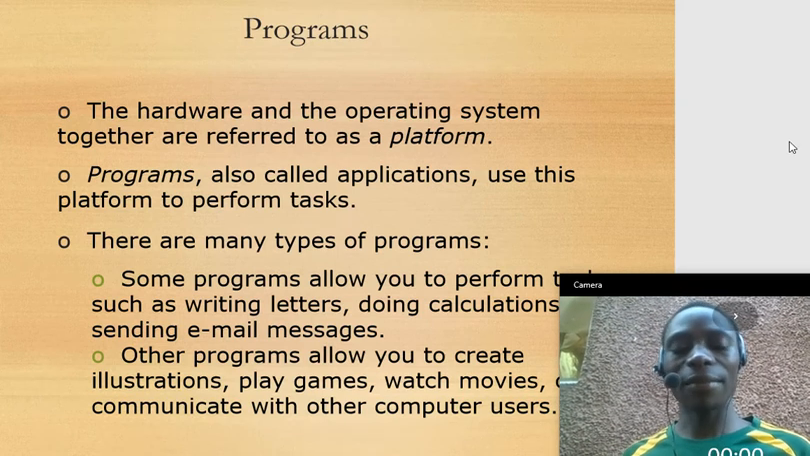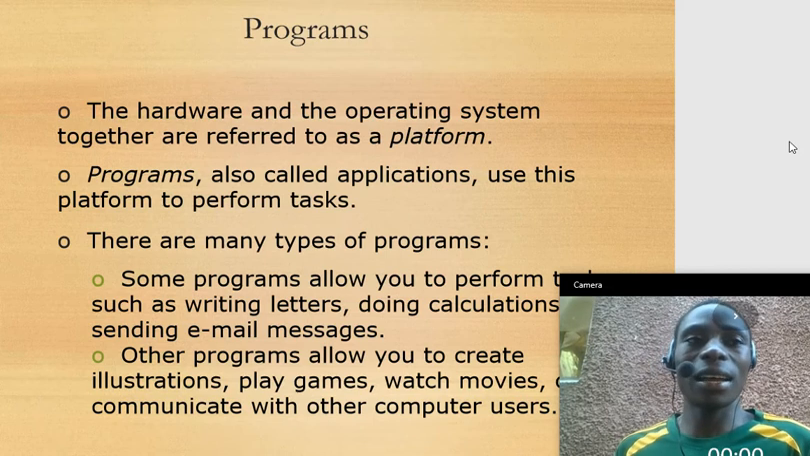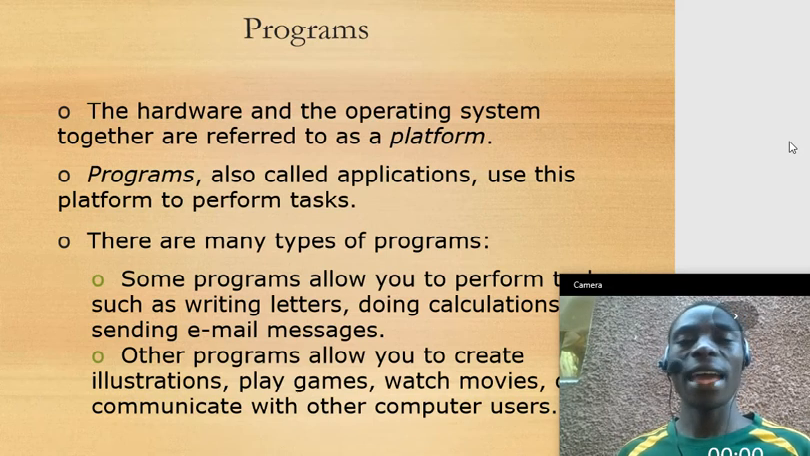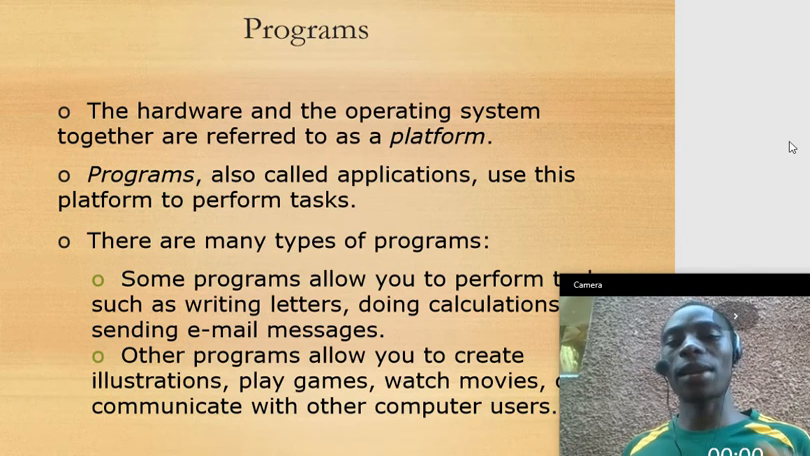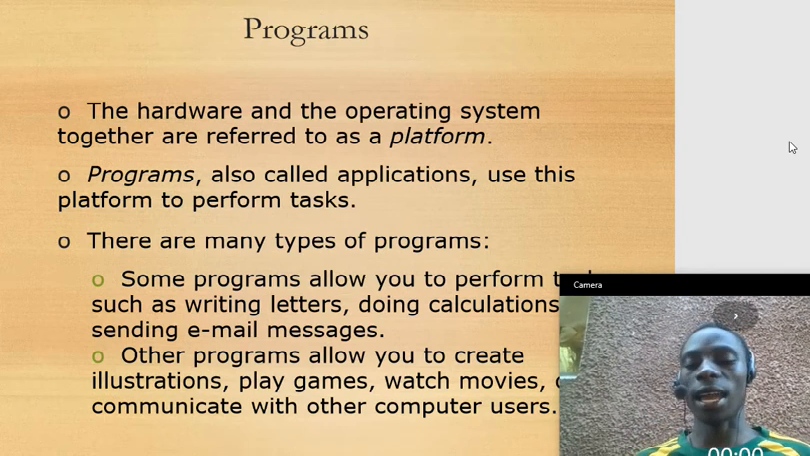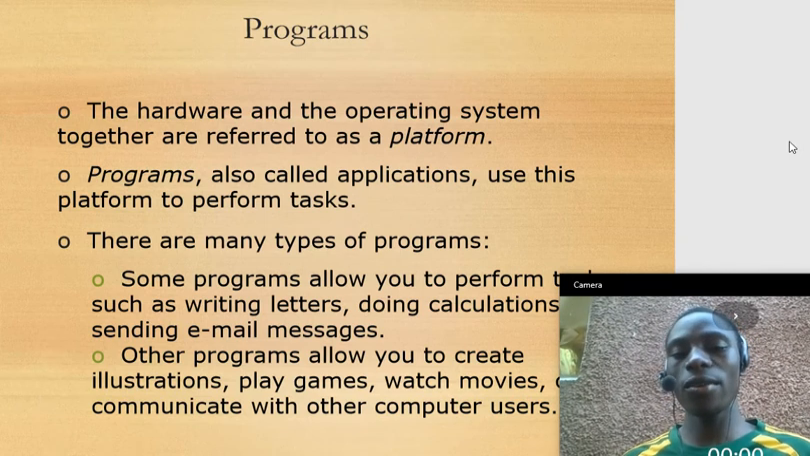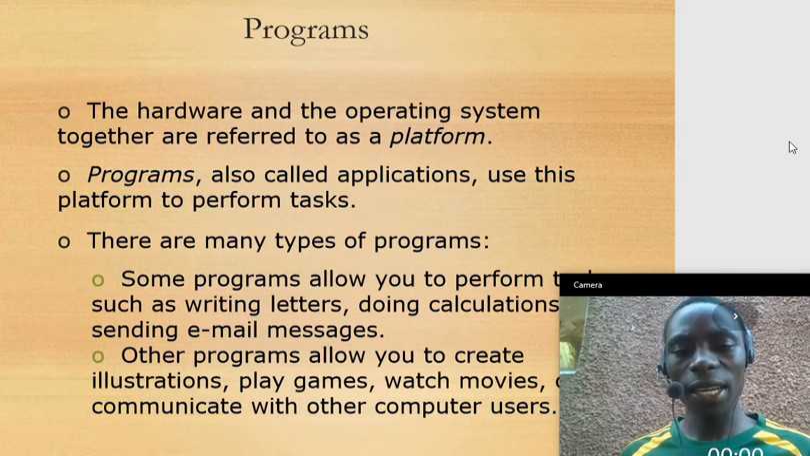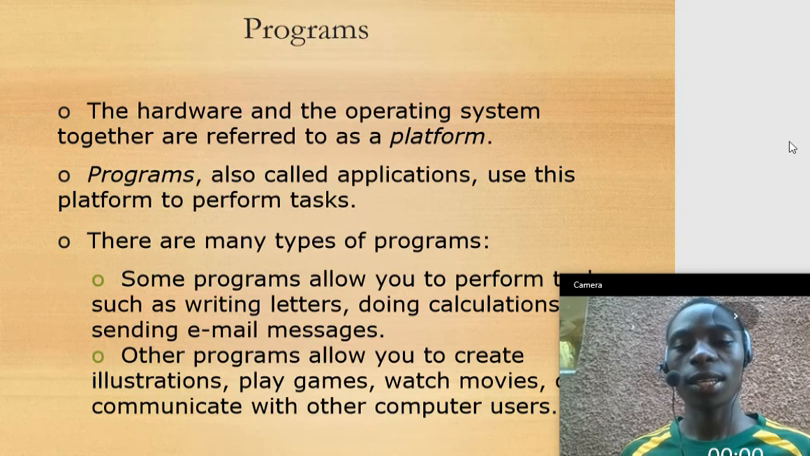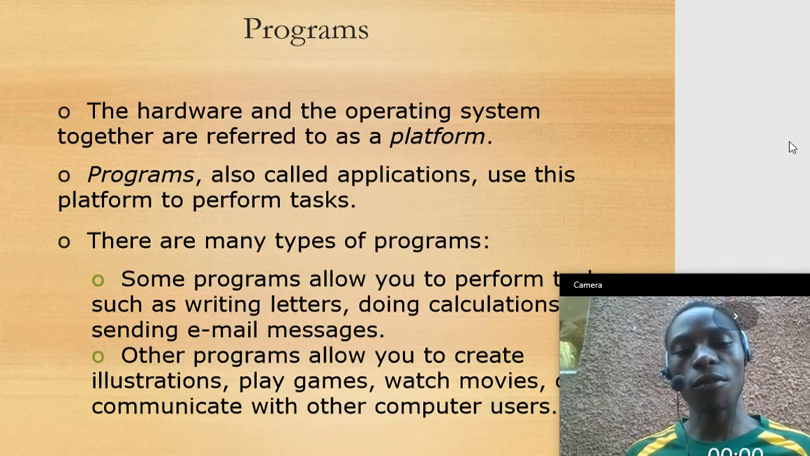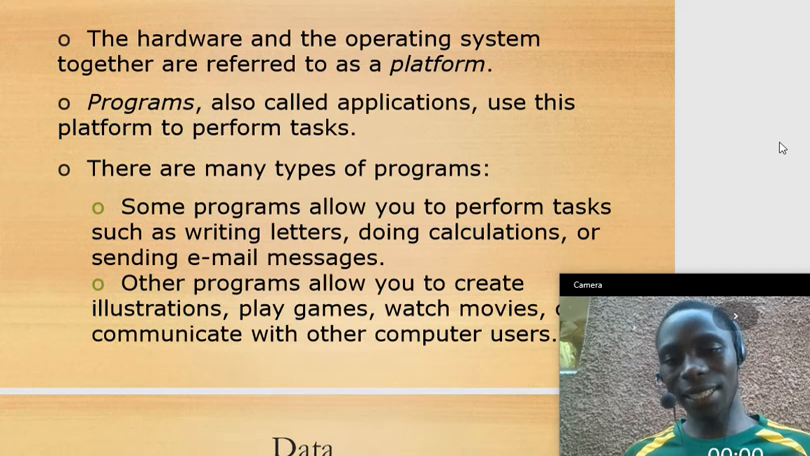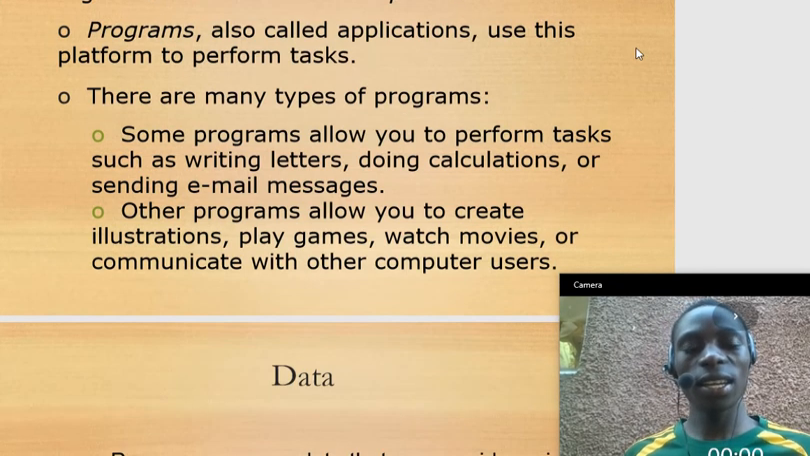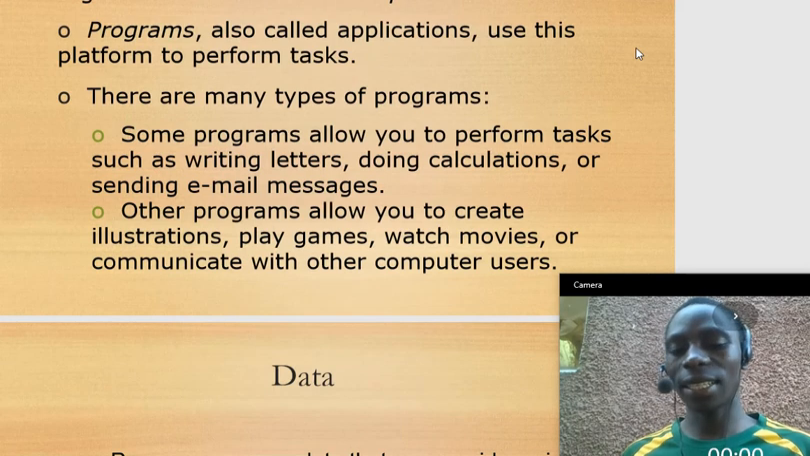Let's take an example that they are the ones that run on the platform that we have looked at in the first point here. So they find it easy to run on a platform that is really helpful, like a combination of hardware and the operating system. So there are many types of programs. Some programs allow you to perform tasks such as writing letters, doing calculations, or sending a text or email message.